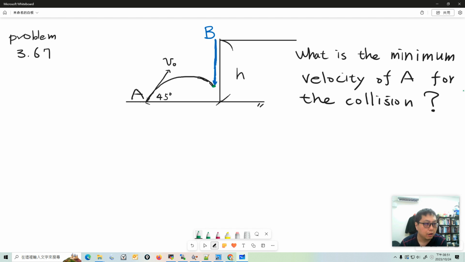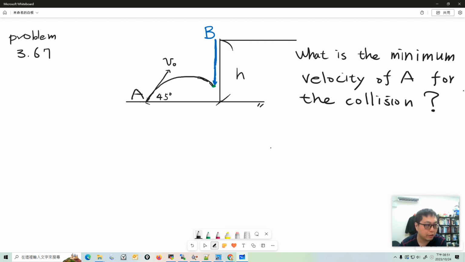For this problem, you have two kinds of motion. From A, it's a projectile motion, and from B, it's a free falling motion. That's why I think this problem is interesting: you have two kinds of motion together.